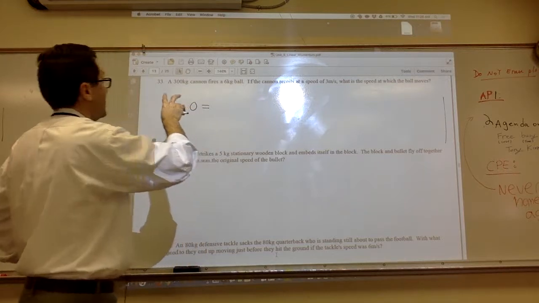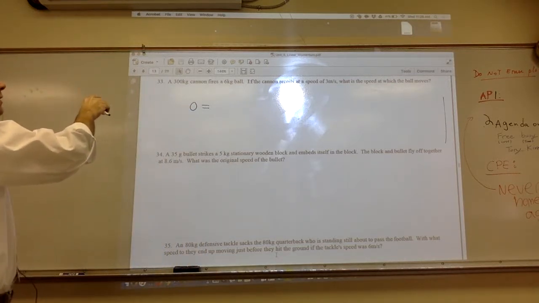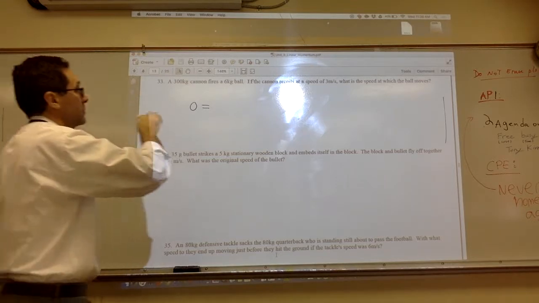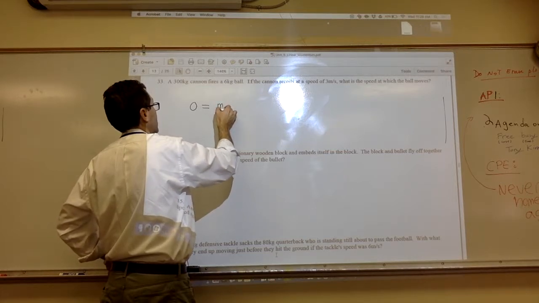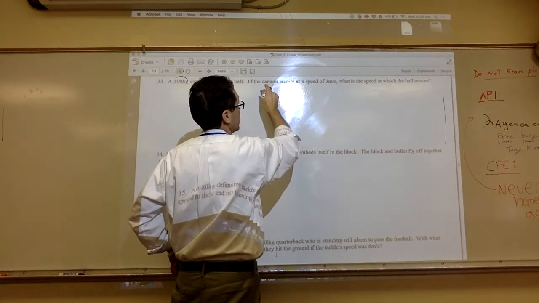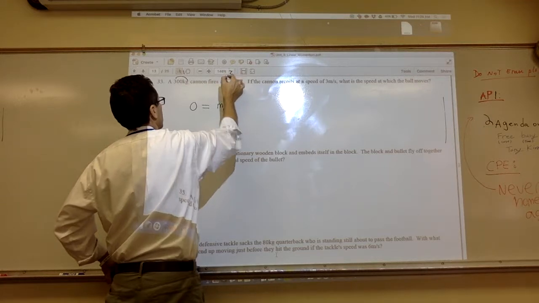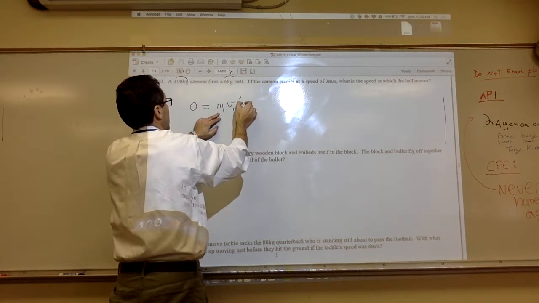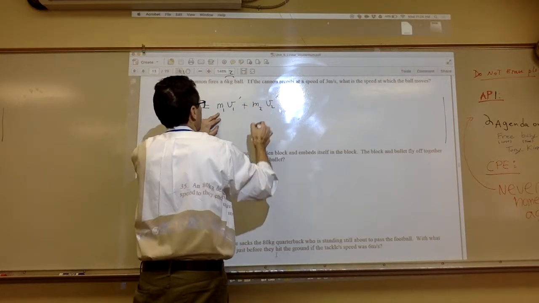Since the whole system is not moving in the beginning, the momentum of the ball has to equal the momentum of the cannon. I'll call the cannon 1 and the ball 2. So the mass of the cannon times the velocity of the cannon after, plus the mass of the ball times the velocity of the ball after.